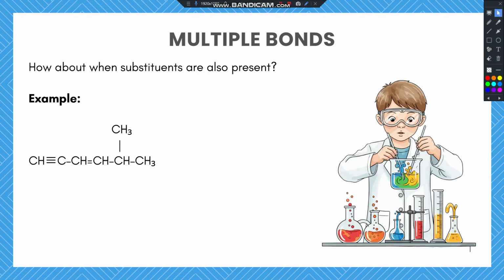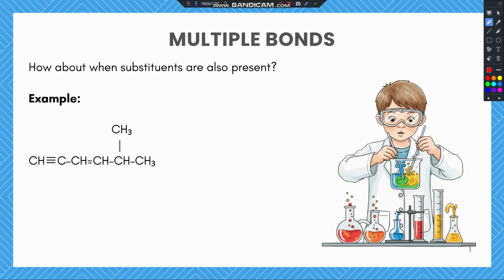Now, somebody might be asking, okay, what if there are multiple bonds and then a substituent is also present? Okay, well, in that case, you want to give priority to the multiple bonds and then treat the substituent as the least prioritized. What do we mean? We have this structure over here that we want to name.